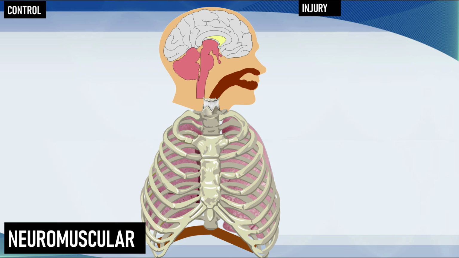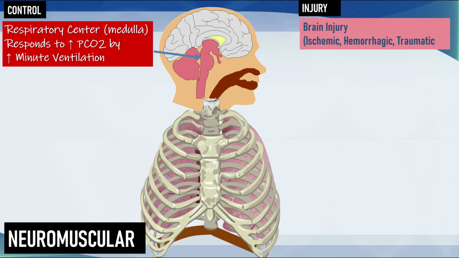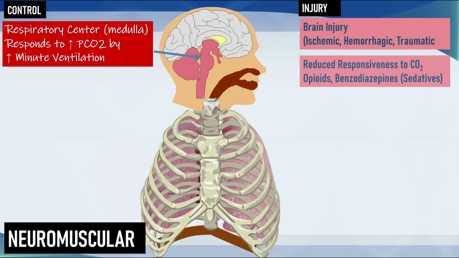We'll start with neuromuscular control of ventilation. Always start with the brain and work your way down. There may be a problem with the respiratory center in the medulla that responds to the partial pressure of CO2 by increasing minute ventilation if the CO2 rises. This can be impacted, for example, by a brain injury, ischemic, hemorrhagic, or traumatic, or reduced responsiveness to CO2 caused by opioids, benzodiazepines, other sedatives, including propofol.